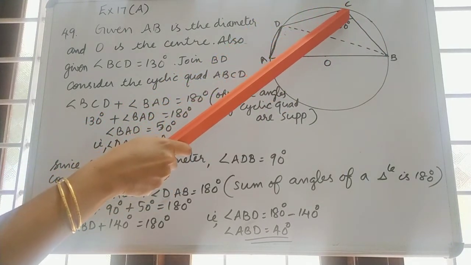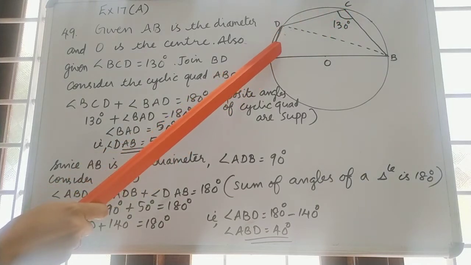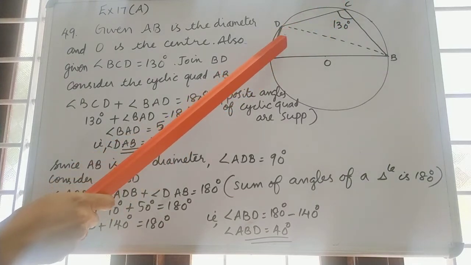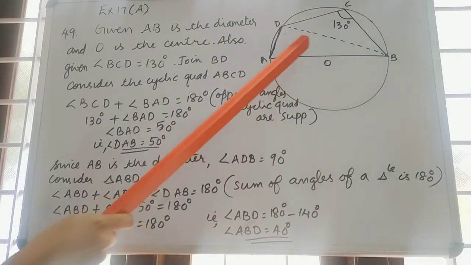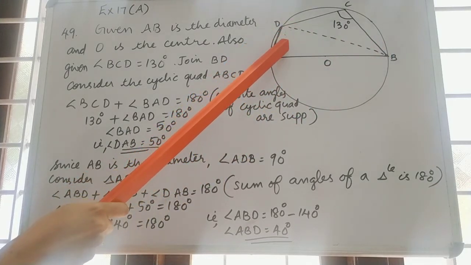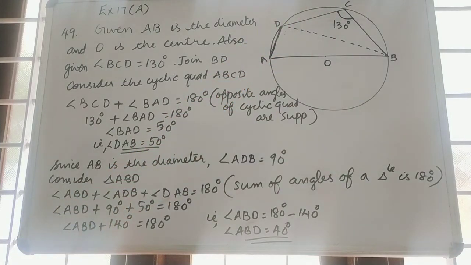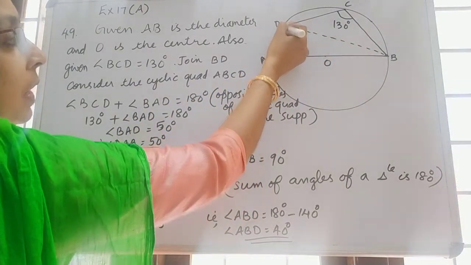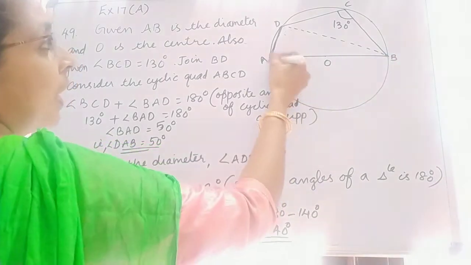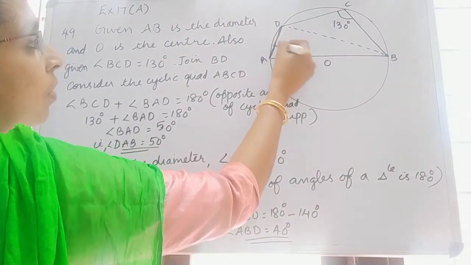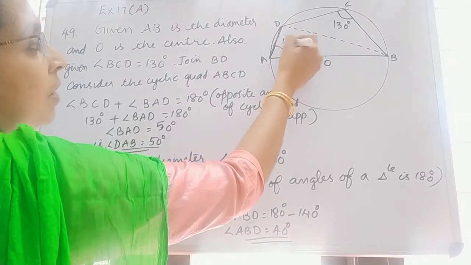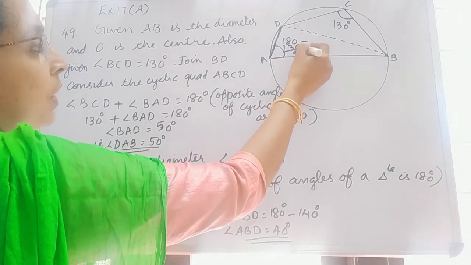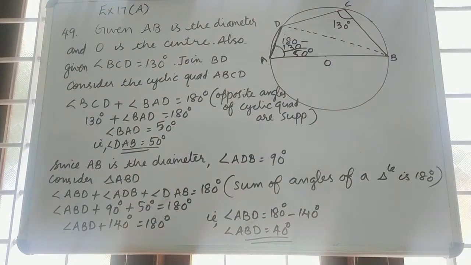Angle C is 130, so what about angle A? Opposite angles of a cyclic quadrilateral are supplementary. So angle BAD will be 180 minus 130, which is equal to 50 degrees. That is the first part. Angle DAB is equal to 50 degrees.